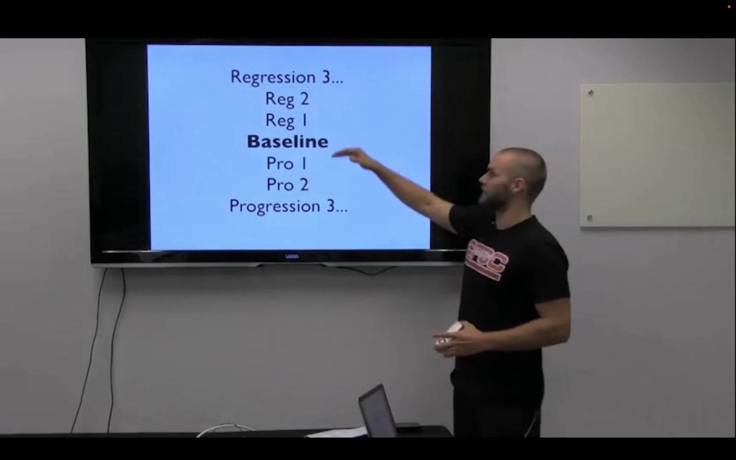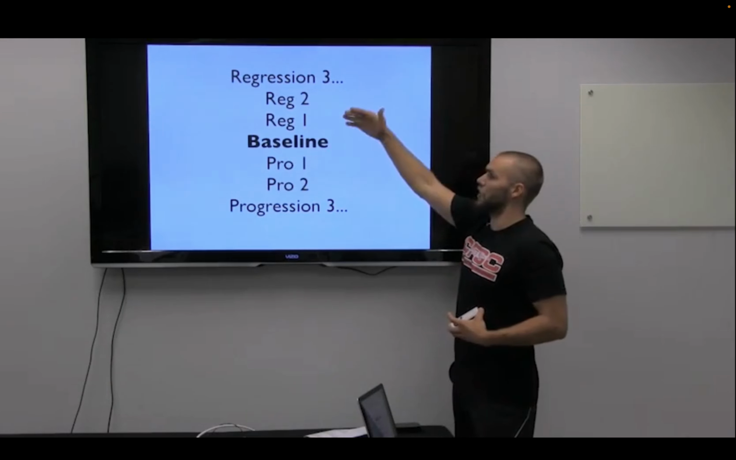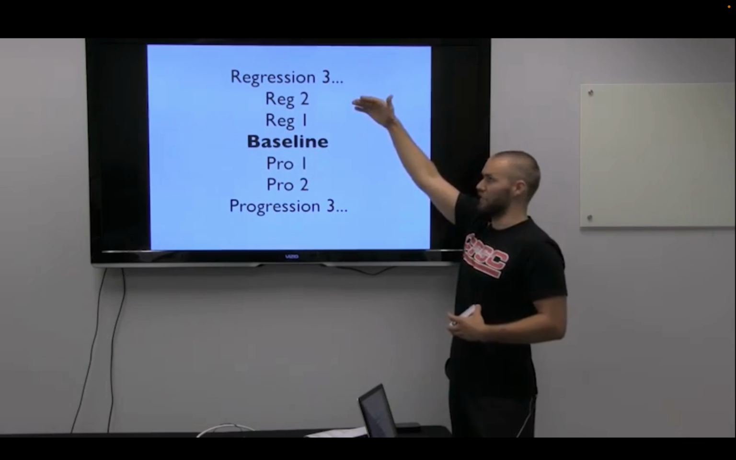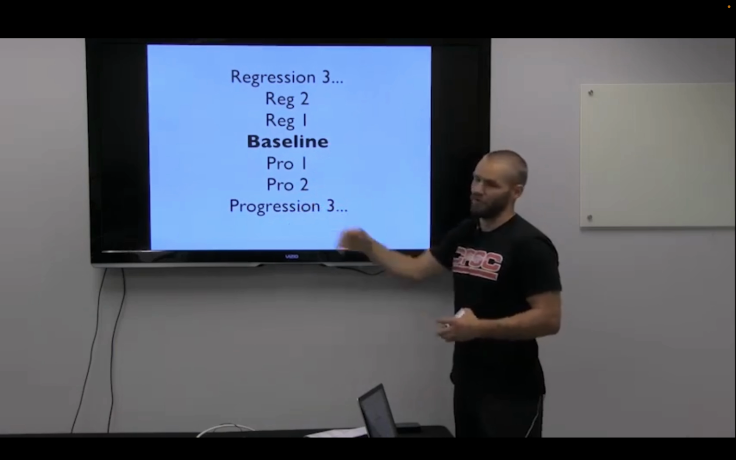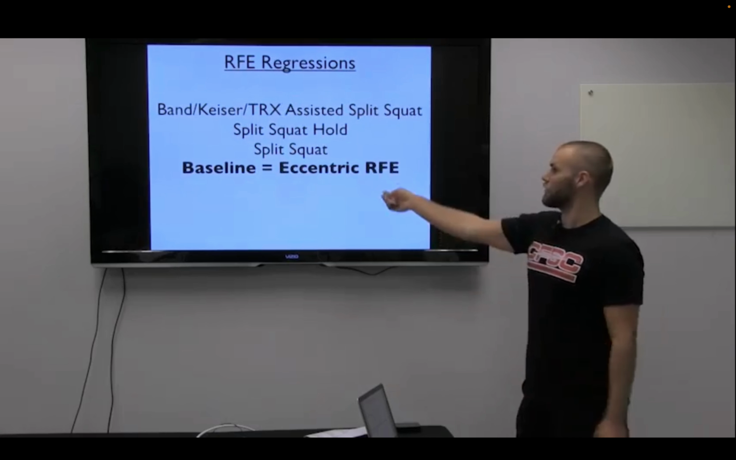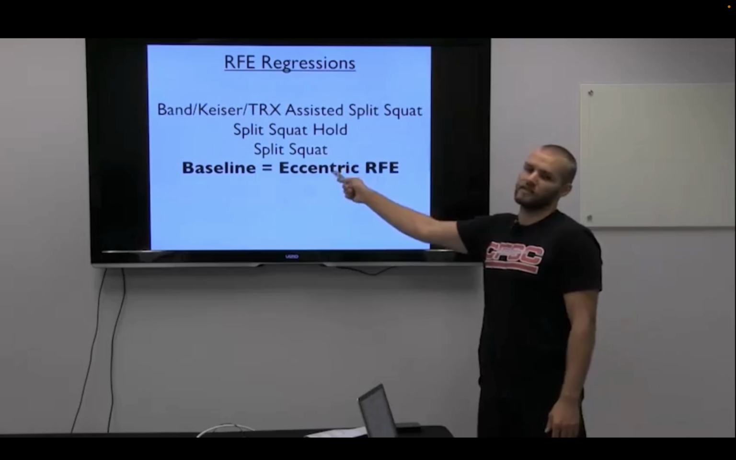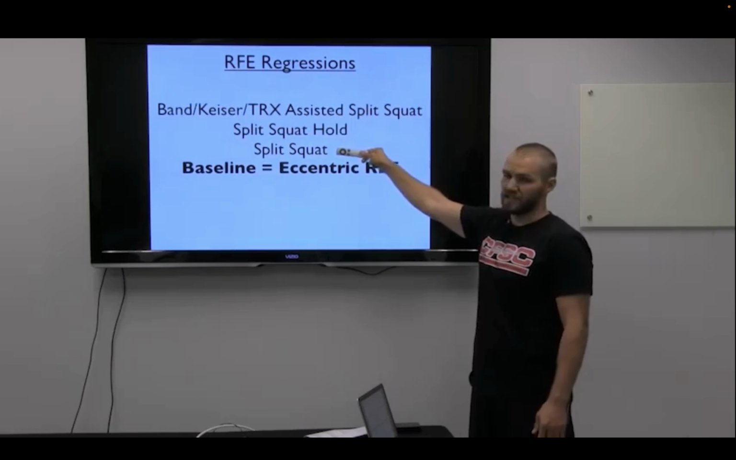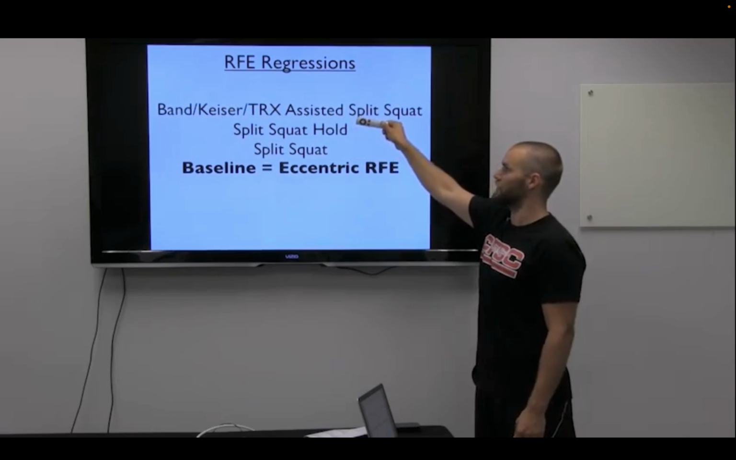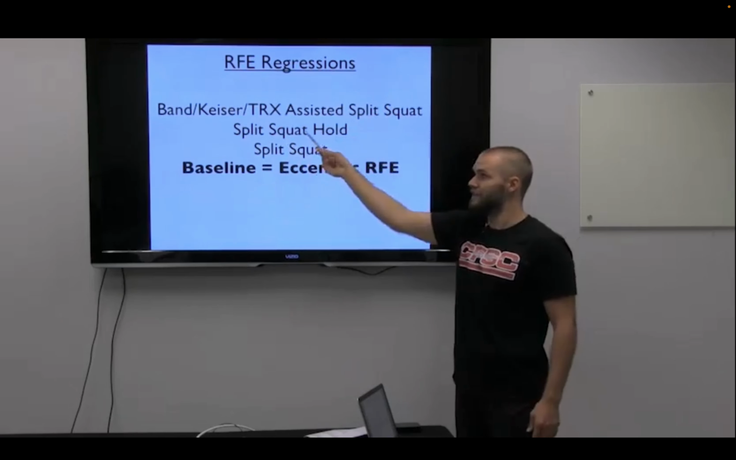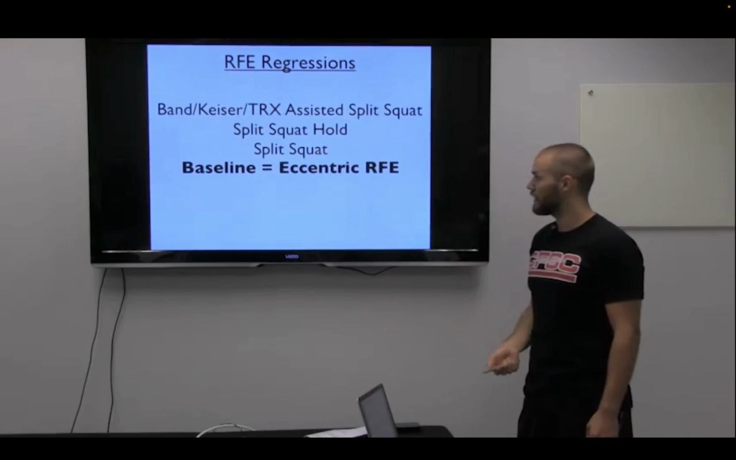So baseline, eccentric RFE, and then on the sheet, it'll be in bold. Everything above that on the sheet will be a regression. Everything below that will be a progression. So we have baseline, eccentric RFE. You want to make eccentric RFE harder, we go to split squat. If you can't split squat, you go to split squat hold. If you can't split squat hold, we go to an assisted split squat using a band, a Kaiser, or a TRX.